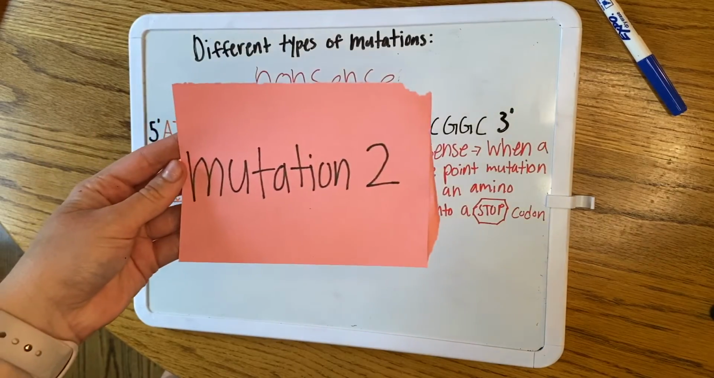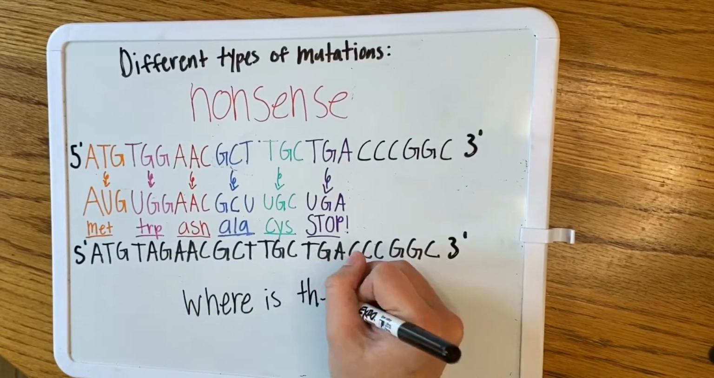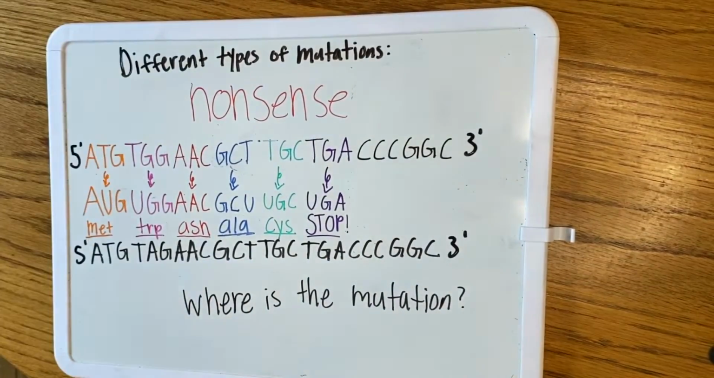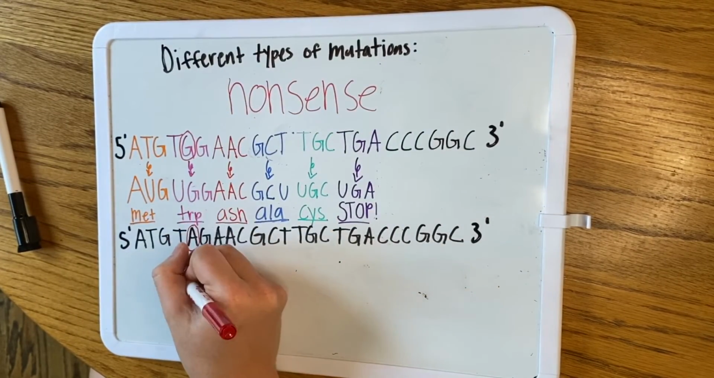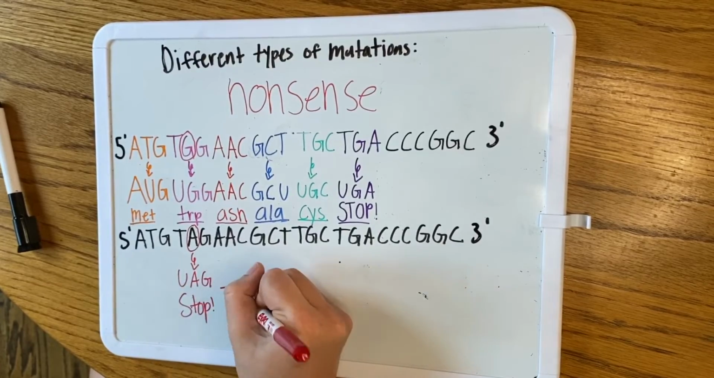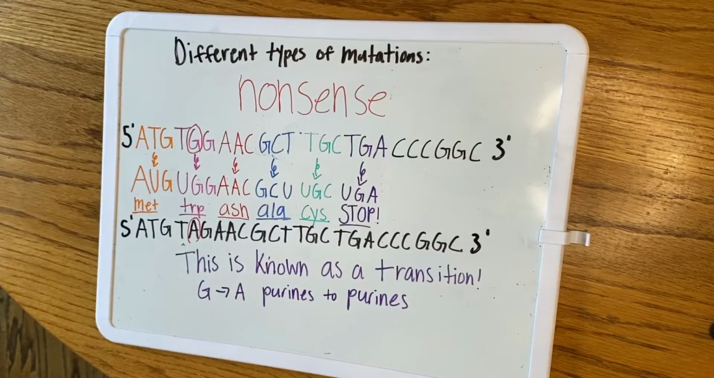Now let's look at mutation strand 2. By comparing the DNA sequence on the top to the mutation strand, can you tell where the mutation is? This mutation is found in the second quadrant of the DNA strand, where a G is turned into an A. This now codes for a stop codon. Going from this G to an A or an A to a G is known as a transition.